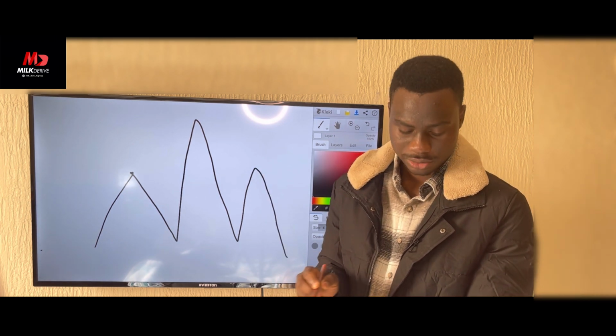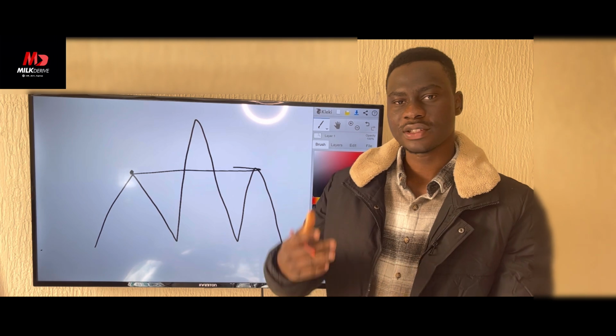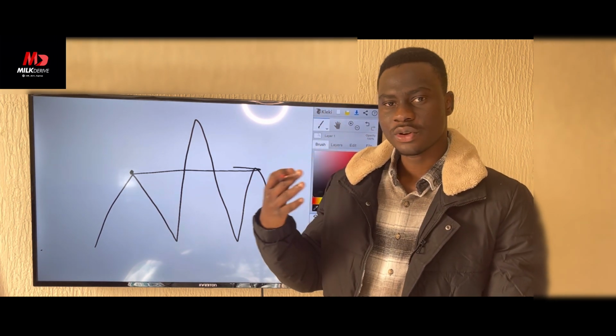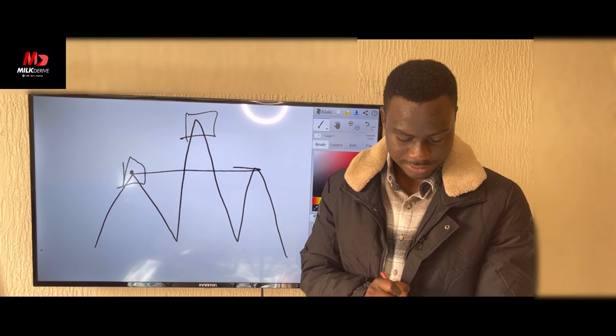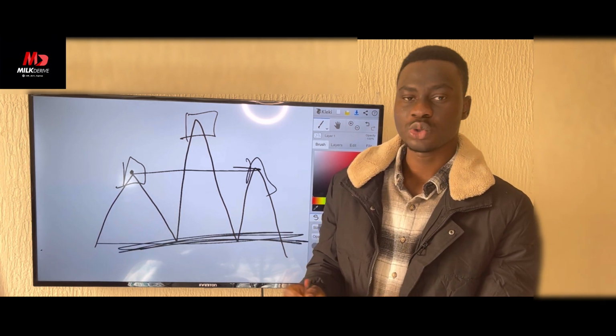This is what I'm talking about. There are two shoulders, just like a human being. You have a head, and there are two shoulders attached to the head. That's why it's called head and shoulders. We call this the head. These are the two shoulders, and this is the neckline of the two shoulders.